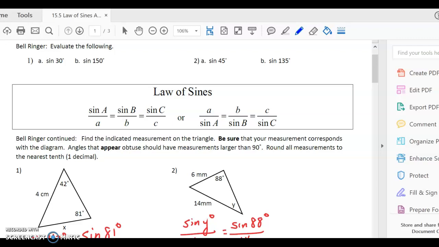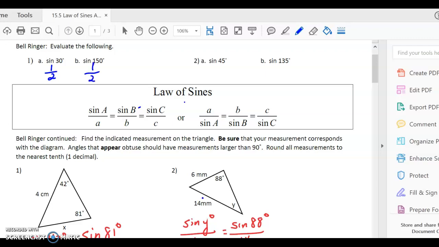Real quick review. We're going to start 15.5, the law of sines, and we're going to talk about what's called the ambiguous case today. But before we do that, I think it's good to review our unit circle values. So think about what's the sine of 30. Hopefully we can go quickly. It's 1/2.